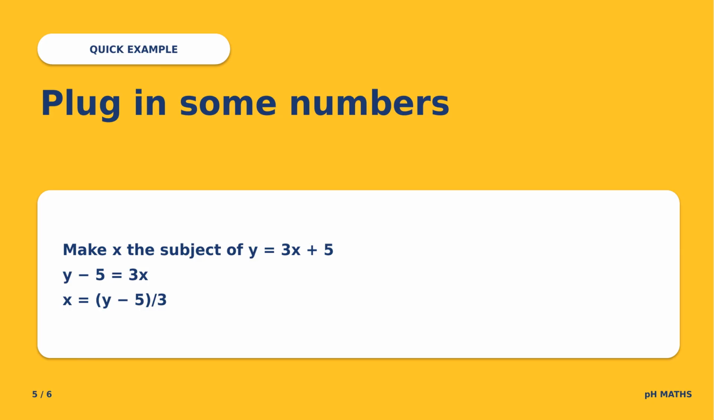Quick example. Make x the subject of y equals 3x plus 5. So subtract 5 from both sides, so y minus 5 equals 3x, and divide both sides by 3. X equals y minus 5, all over 3. Two operations, both sides, every time, done.